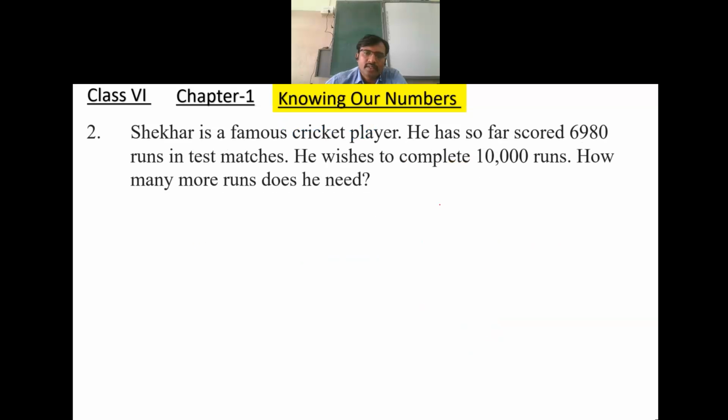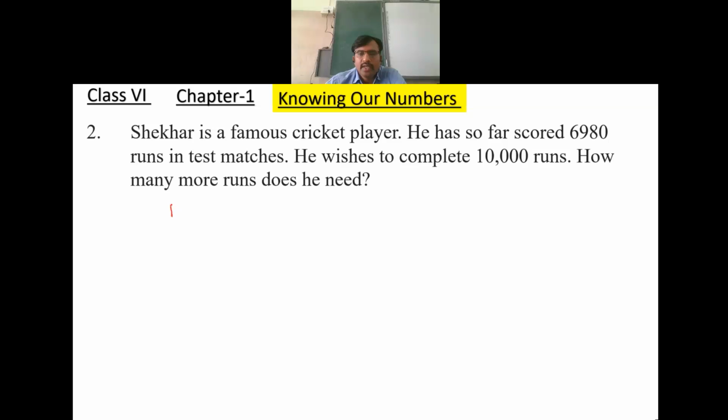Now, the second question. Shekhar is a famous cricket player. He has so far scored 6,980 runs in test matches. He wishes to complete 10,000 runs. How many more runs does he need? So it's very clearly a question related to subtraction. To score 10,000 runs, he requires some more runs than 6,980. So we need to subtract.